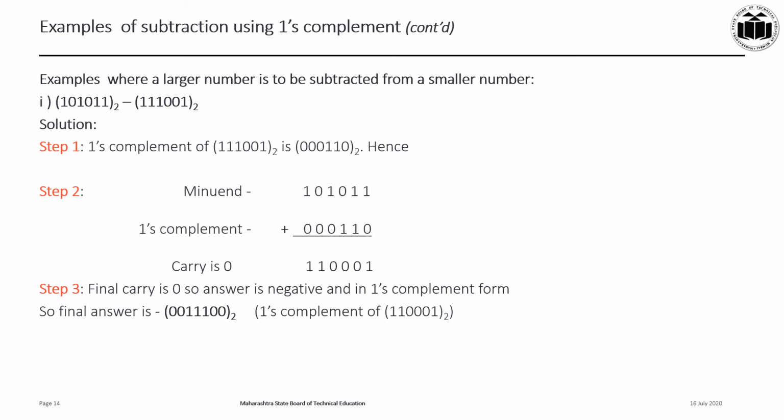So in step 1, you have to take the 1's complement of the subtrahend, which comes to 000110. In step 2, you add the minuend and the 1's complement. Here the answer comes to 110001, but there is no carry generated. The carry is 0. Because the carry is 0, in step 3 the final carry is 0, so the answer will be negative and in 1's complement form.